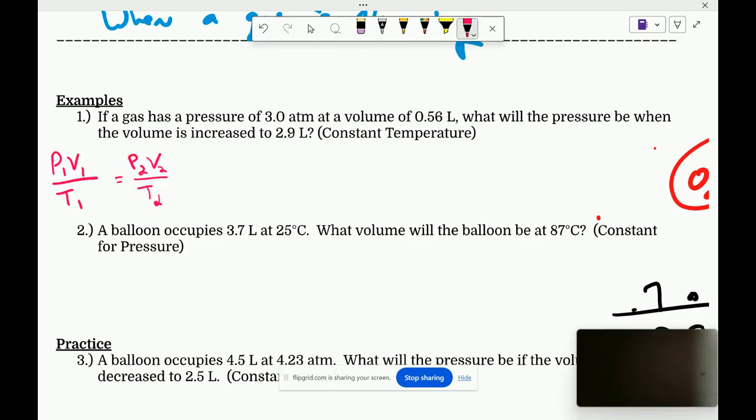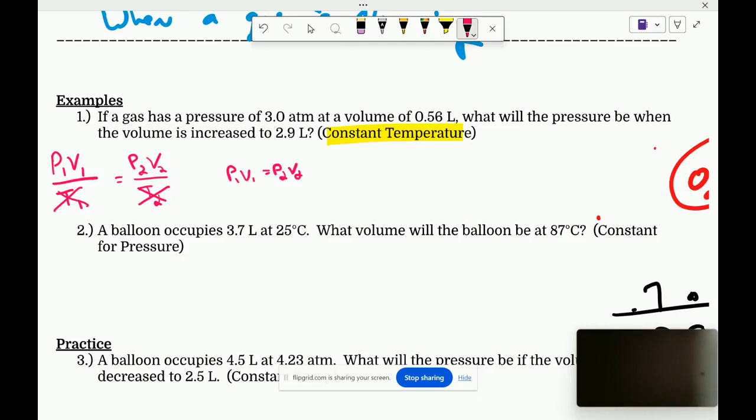Okay, now here's the trick. Make sure you're watching and not on your phone. When it says constant, so constant temperature, we can cross that variable out. What variable is temperature? T, right? So if you are given constant, cross it out. We don't even care about it. That means it's not changing, so we don't even want to account for it. So now my equation becomes P1 V1 is equal to P2 V2. So in the problem, whatever it tells you is constant, you just cancel it out.